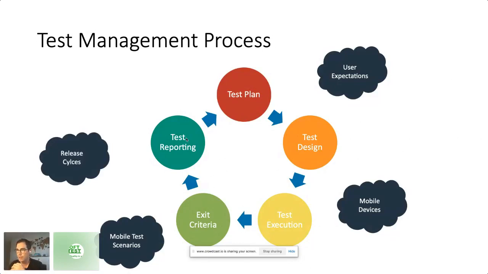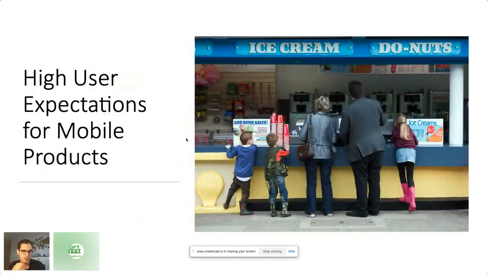We also have to keep in mind the release cycles. They're different from traditional products. I'm not talking about web products, but more like desktop applications. There are different release cycles, and you have to be fast to catch up with them as well. There are more topics that I will not cover today, but I will mention some further reading for you. So let's get started with the high user expectations for mobile products.